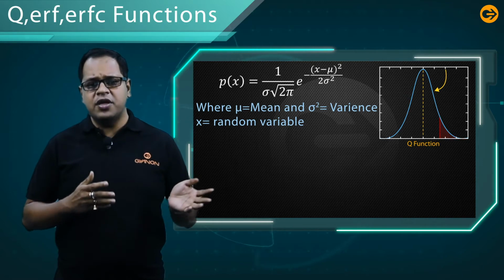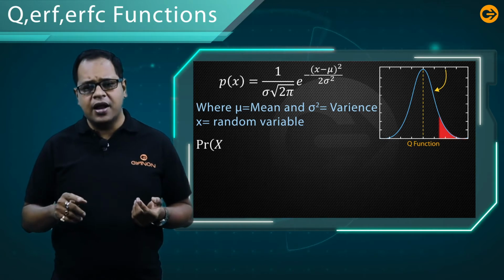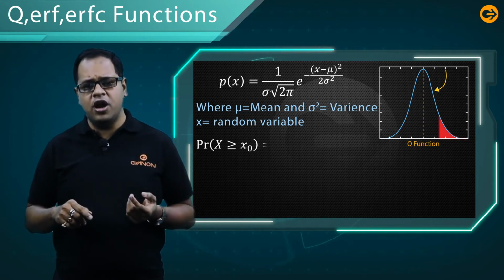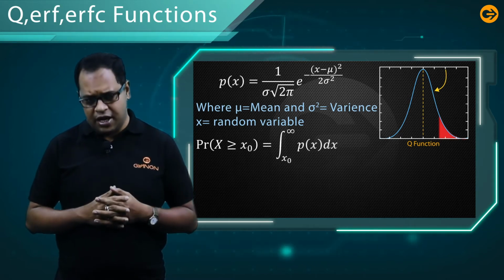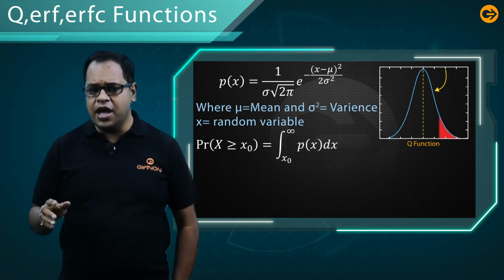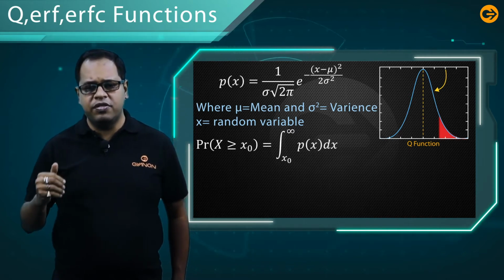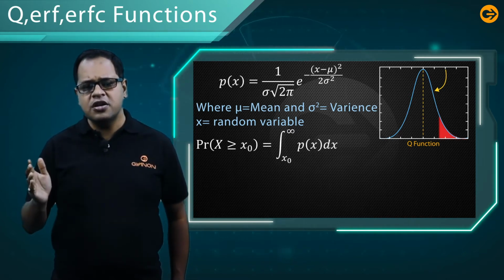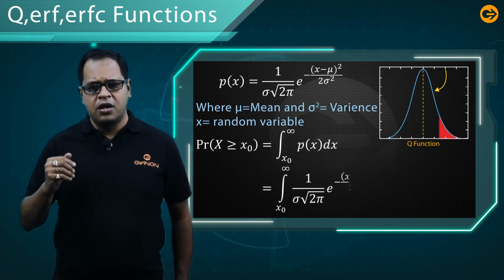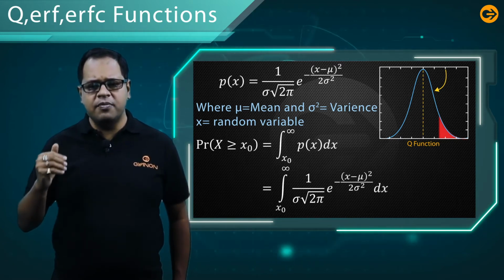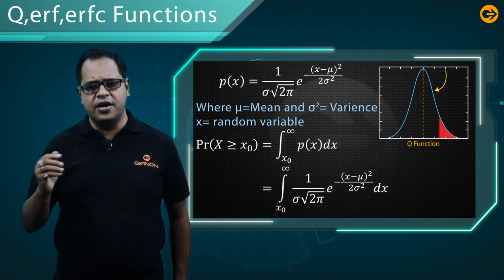Now, the area of the shaded region in the figure is given by the probability P(X >= x0) = integral from x0 to infinity of p(x) dx. If you put the value of p(x), that is 1 by sigma root 2 pi, e to the power minus (x minus mu) square by 2 sigma square, the expression will be the integral from x0 to infinity of 1 by sigma root 2 pi, e to the power minus (x minus mu) square by 2 sigma square, dx.